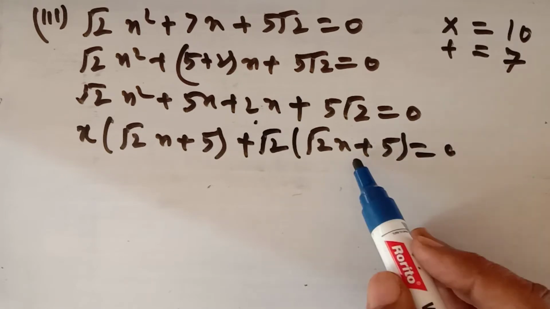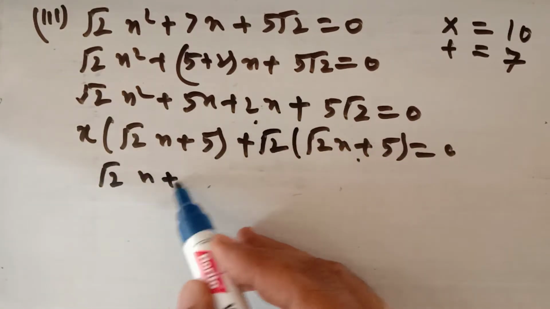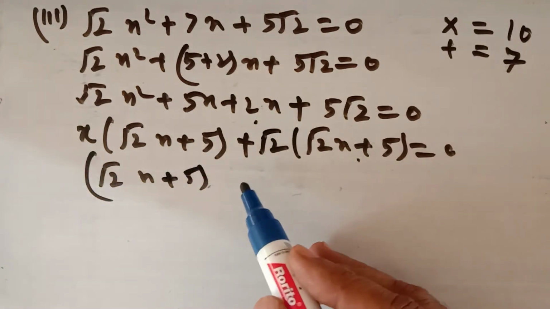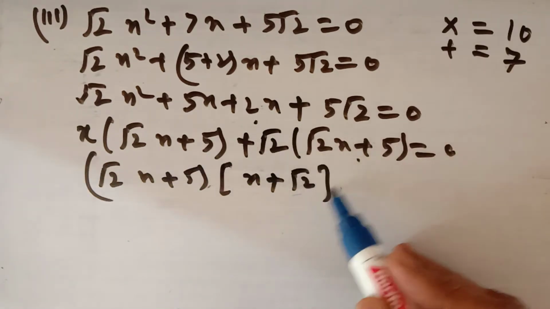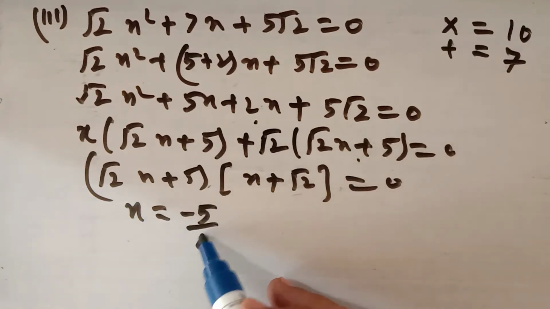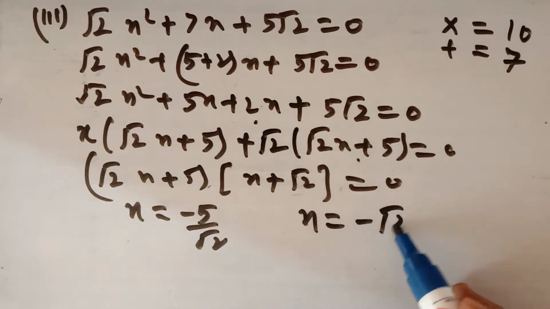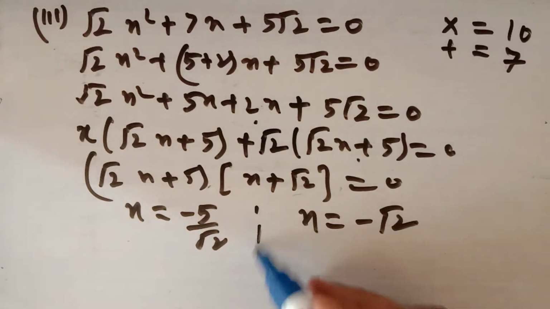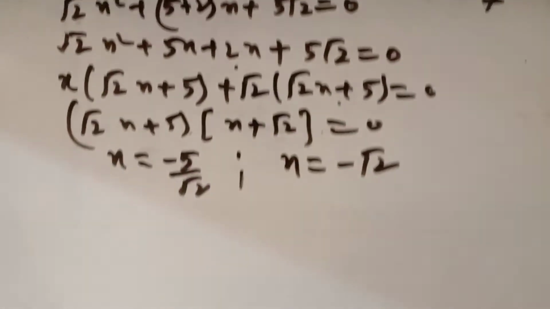As I already told you, this factor must be the same, otherwise you have factorized it wrong. So you take this root 2x plus 5 common, so it will be x plus root 2 equal to 0. When you put them equal to 0, it will be minus 5 upon root 2 is the first root of this, and x equal to minus root 2 is the next root of this quadratic equation. So this is the third part of this question.